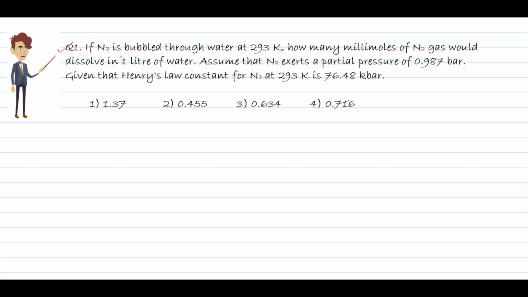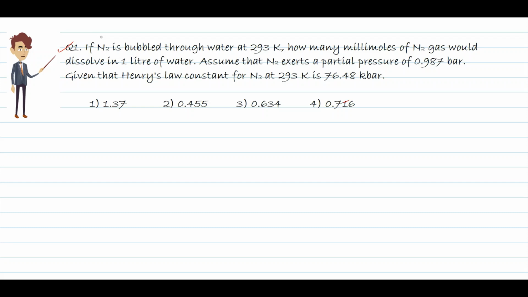Question 1. If nitrogen is bubbled through water at 293 Kelvin, how many millimoles of nitrogen gas would dissolve in 1 liter of water? Assume that nitrogen exerts a partial pressure of 0.987 bar. Given that Henry's law constant for nitrogen at 293 Kelvin is 76.48 kilobar.